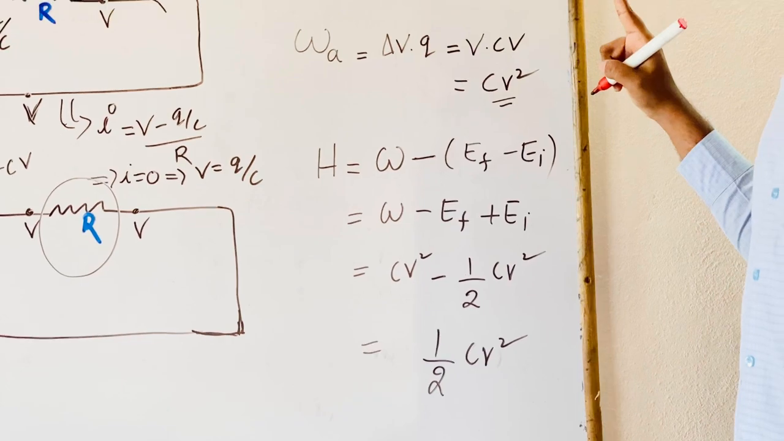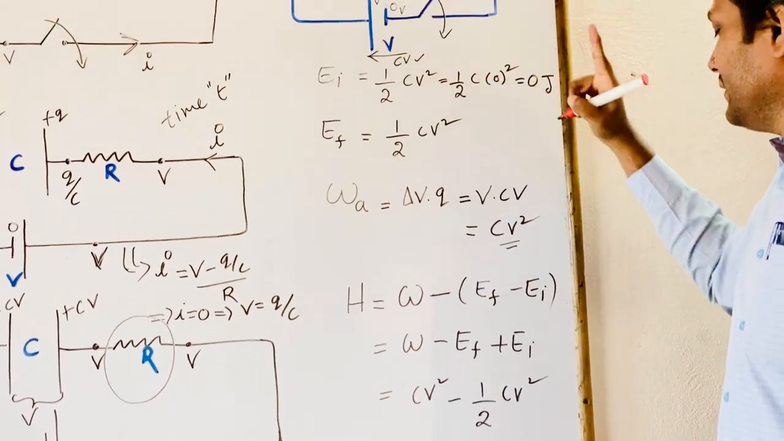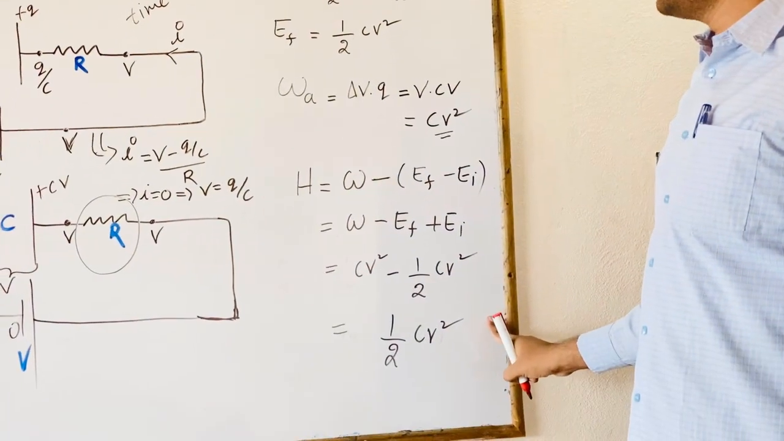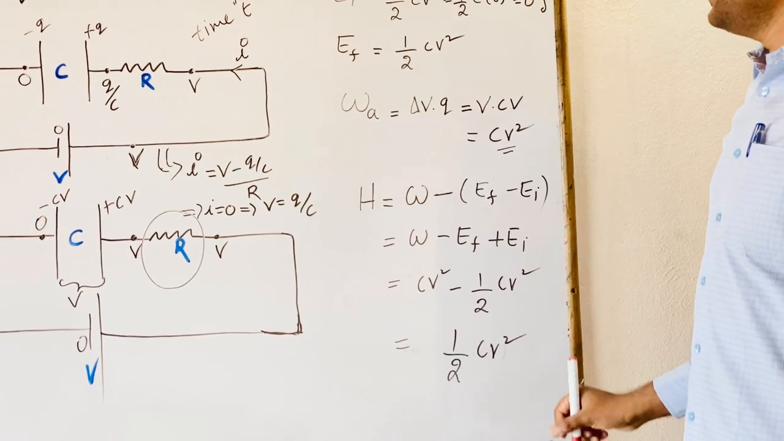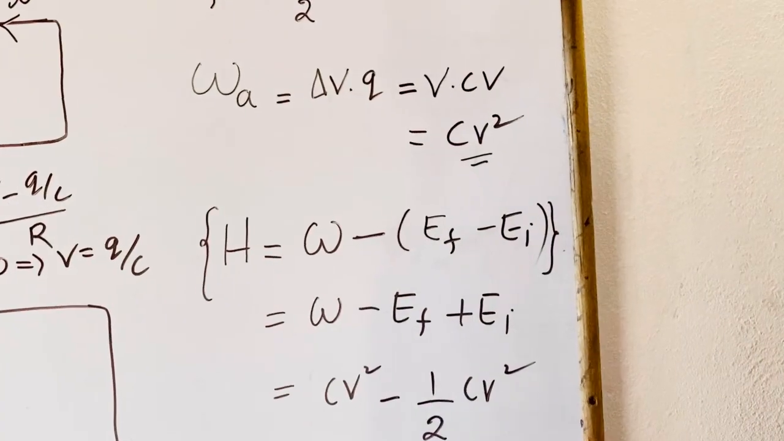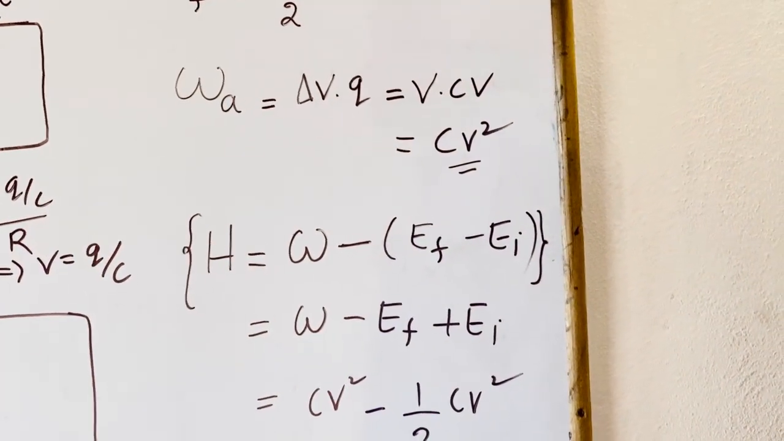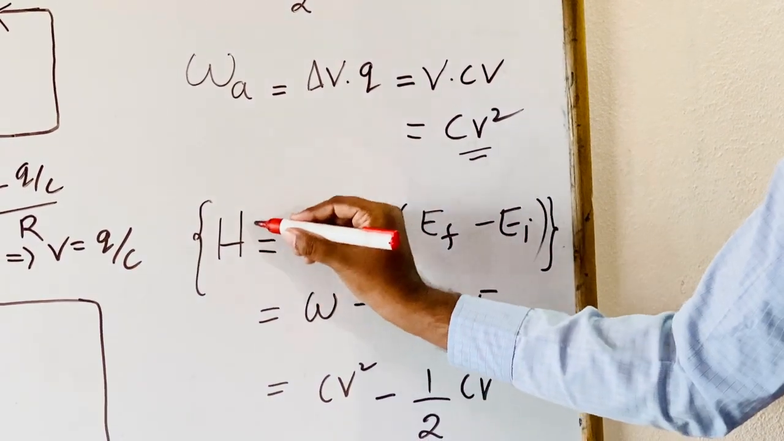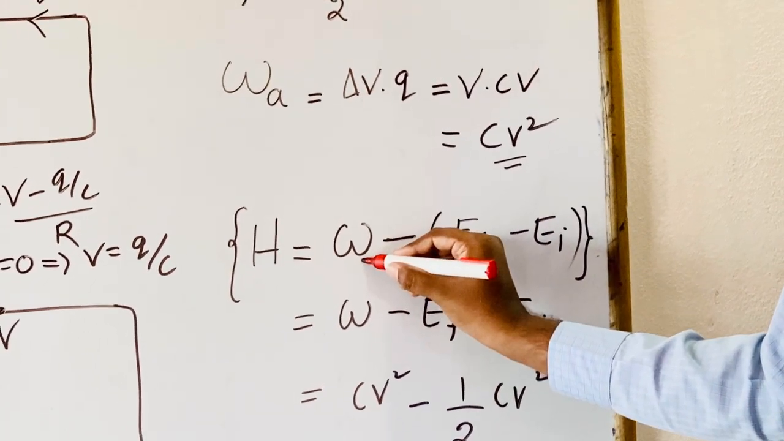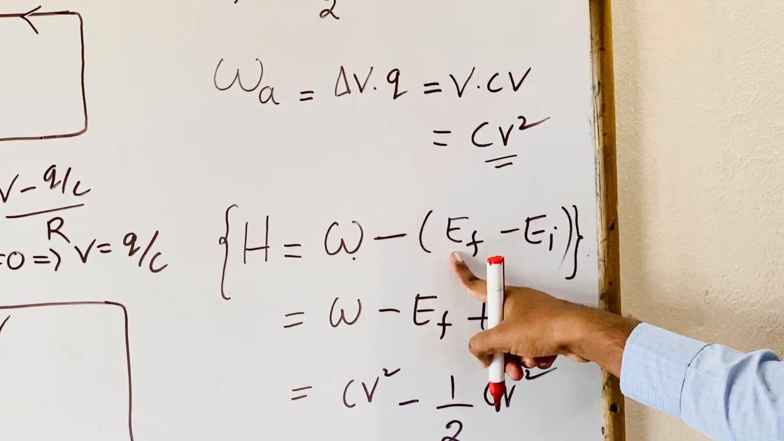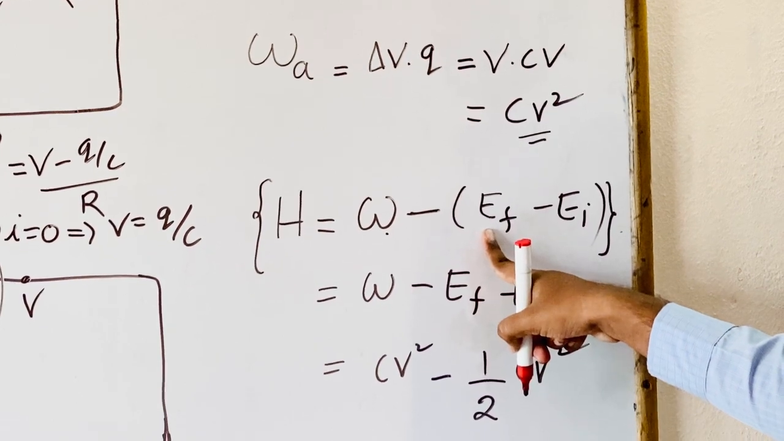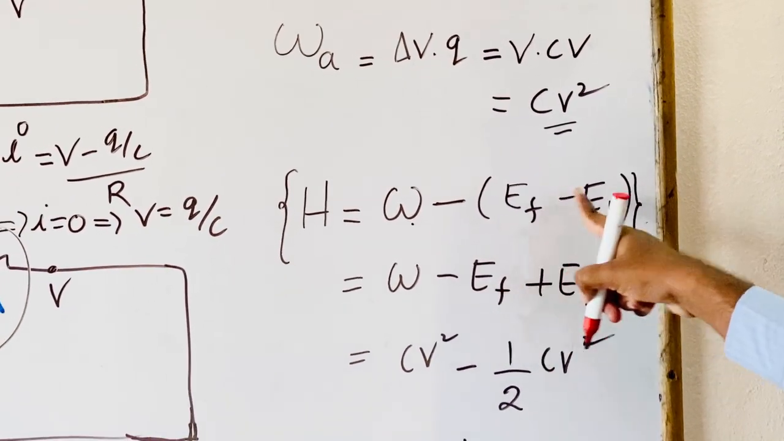So out of the total CV square energy supplied by the battery, half CV square is stored between the plates of the capacitor and the remaining half CV square we are seeing in the form of heat energy. So remember this expression carefully. This expression we will use in order to calculate the amount of heat generated in the circuit, where H is the heat generated in the capacitor circuit, W is the work done by the battery or the amount of energy supplied by the battery, and EF is the total energy stored between the plates of the capacitor, finally, minus the initial energy.